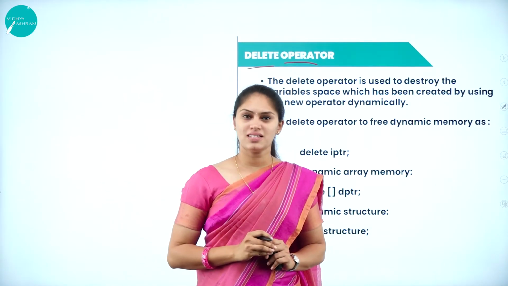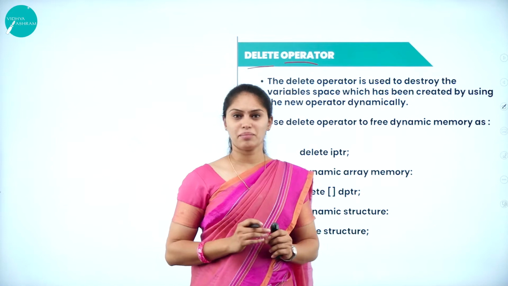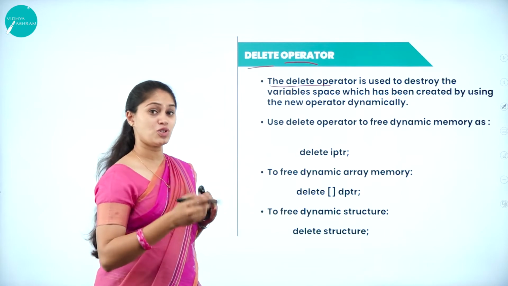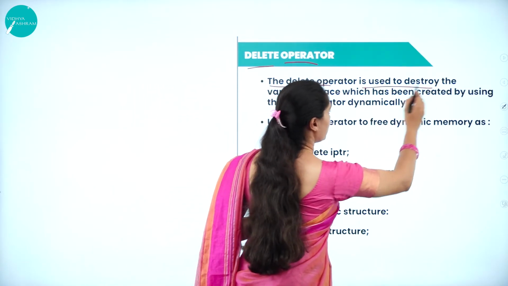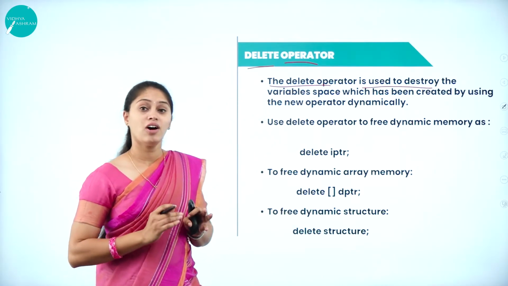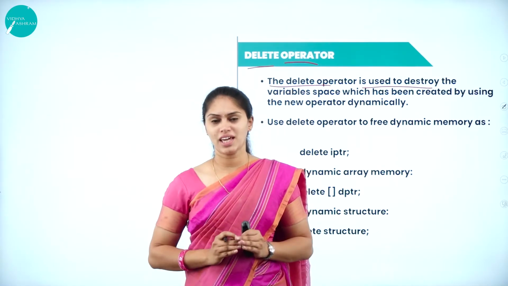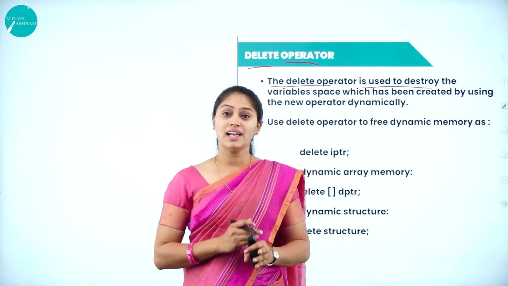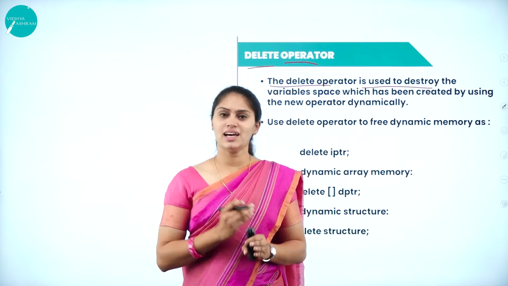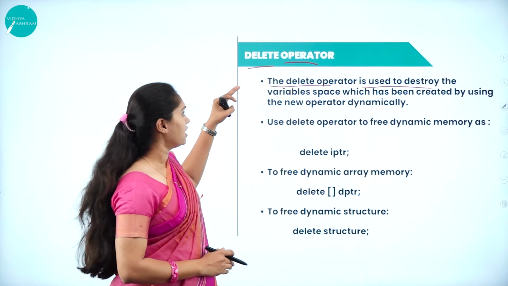And you have to concentrate on these two things. New and delete operators are important for your examination. So coming to the delete operator. The delete operator is mainly used to deallocate or destroy the variable space. So whatever space or memory I have allocated to a particular variable with the help of the new keyword, by making use of this delete operator, I can destroy or deallocate the memory space of a particular variable. So that is the usage of this delete operator.